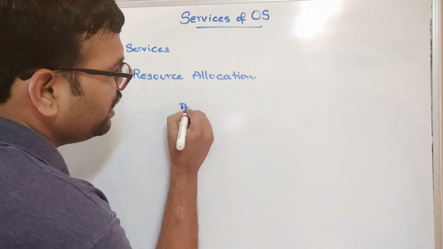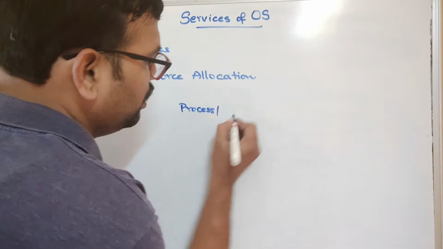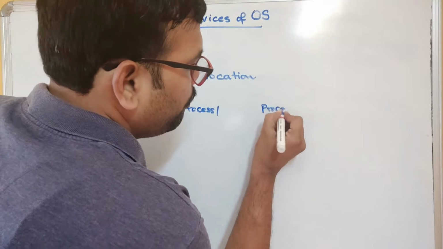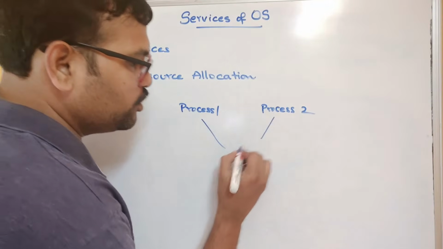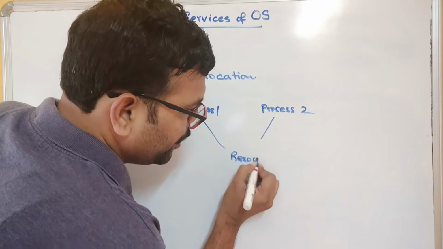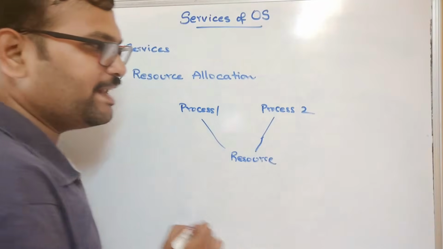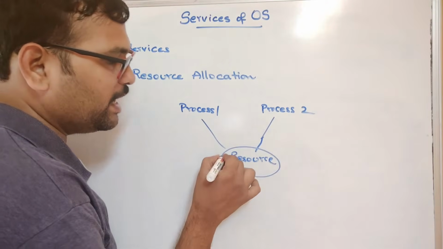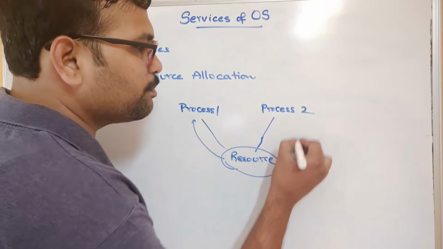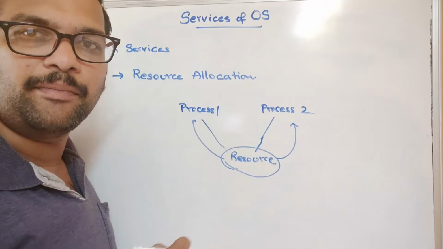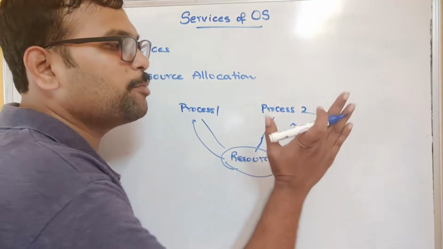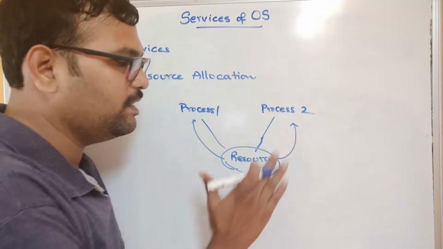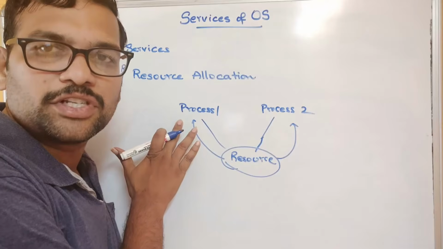So we can have different processes, process 1, process 2. If both are using the same resource, then without much waiting time, this resource will be allocated to process 1 as well as process 2 with less waiting time. Because if process 1 is using this resource, process 2 has to wait until the resource is released by process 1.